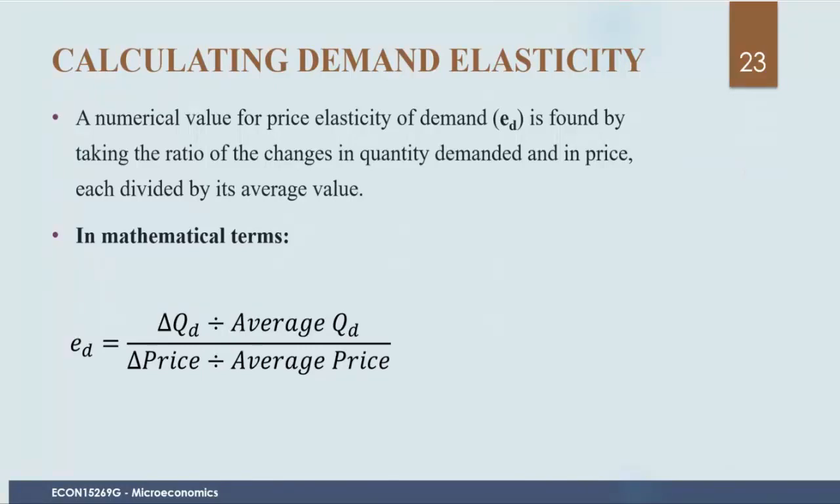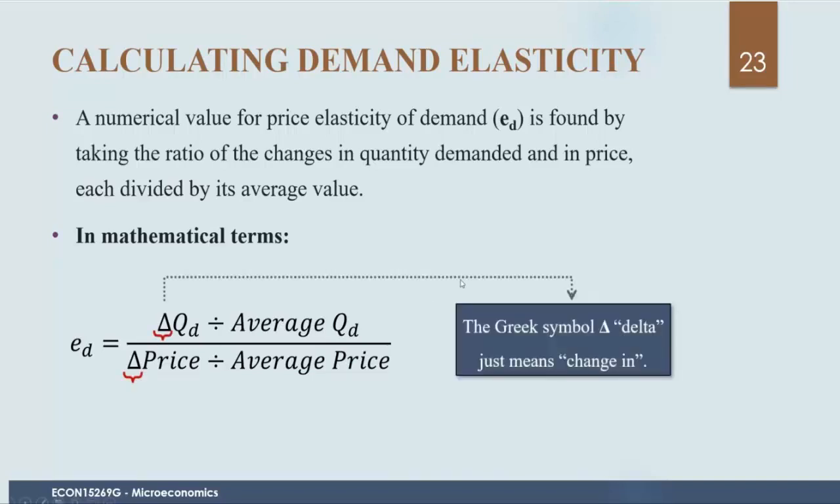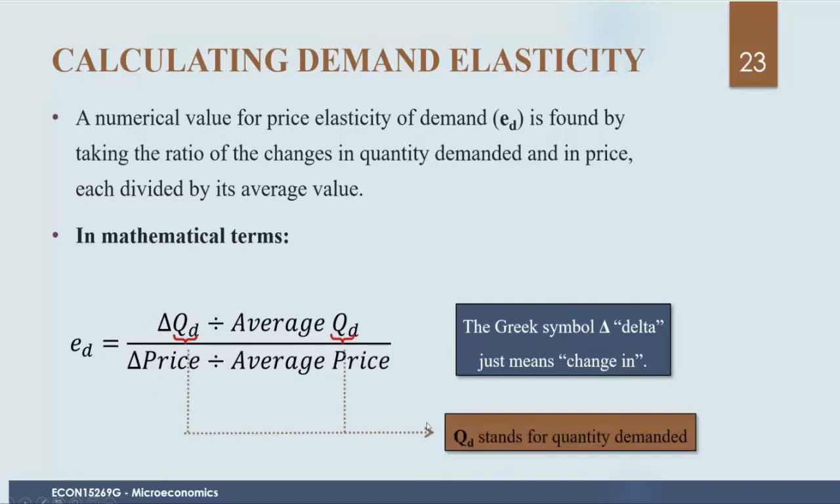So basically then to calculate the elasticity of demand, you just look at the change or difference in the quantity divided by the average quantity and the difference in the price divided by the average price. Okay, and again, we're always thinking about two different points on the demand curve. And if you didn't catch that before, this delta symbol is just a short form for change, the change in quantity demanded or the change in price. It's easier to write that than to write out the words change in. Okay, QD stands for quantity demanded.